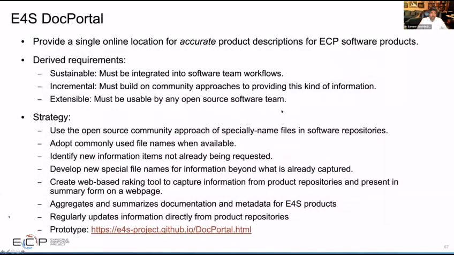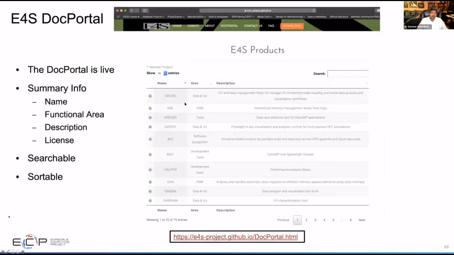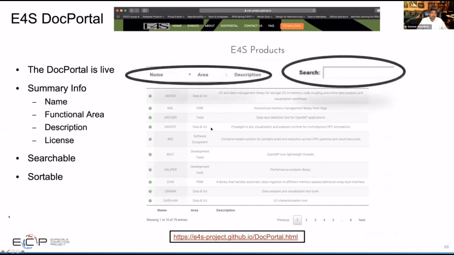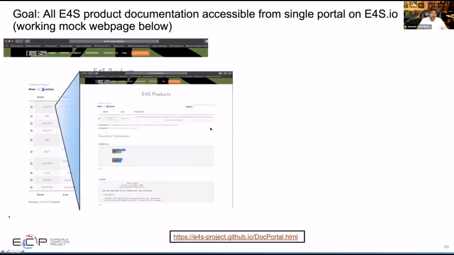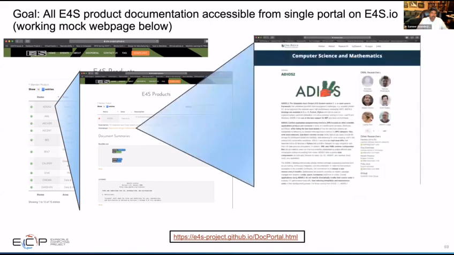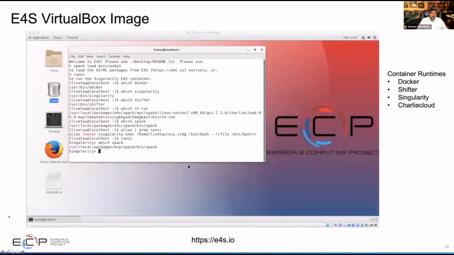And we have a doc portal that provides a single online location for different products that are included in ECP. So you can see the names of products like ADIOS2 or Archer, and you can then search for different products and then get access to the information about the document. We go out to the GitHub sites and rake the data every night, so you get fresh information about these products and what features are available.